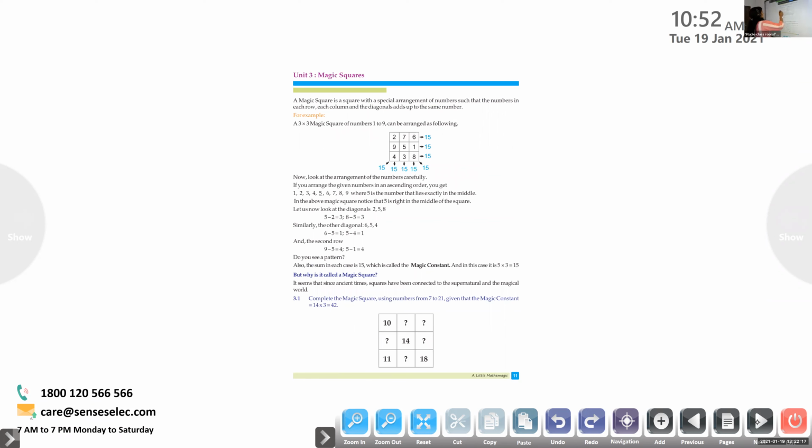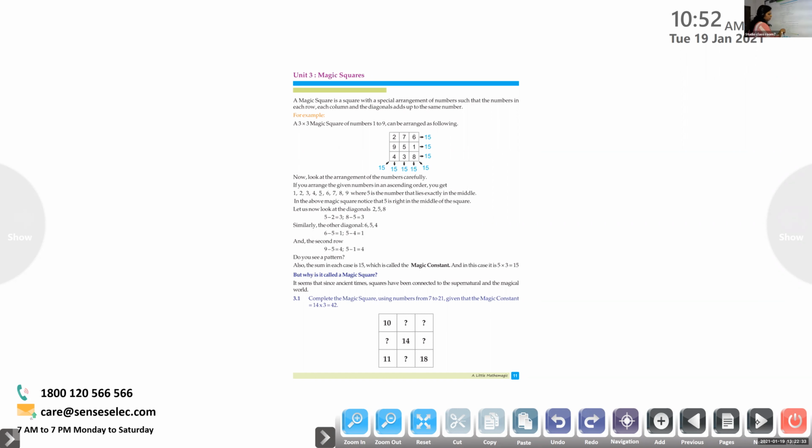This one. Okay, listen, this is the page which we are doing, Unit 3, Magic Squares. So what do you know? Have you heard of magic squares, children? Yes, ma'am.